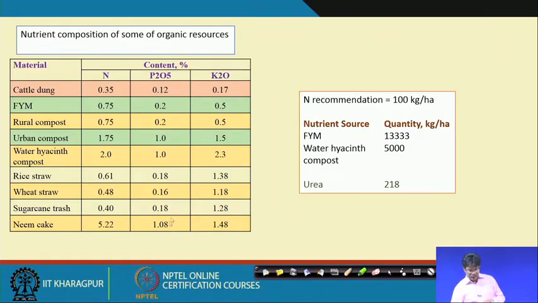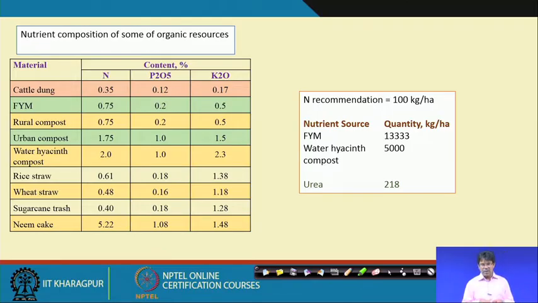On the right hand side you can see nutrient source and quantity required. Suppose you have an N requirement, as you calculated previously, of 87 kg per hectare. In case the demand, the requirement of the crop, is 100 kg per hectare, that means the recommendation is that we need to apply 100 kg nitrogen per hectare as an external source. In that case, what is your source of nutrients?